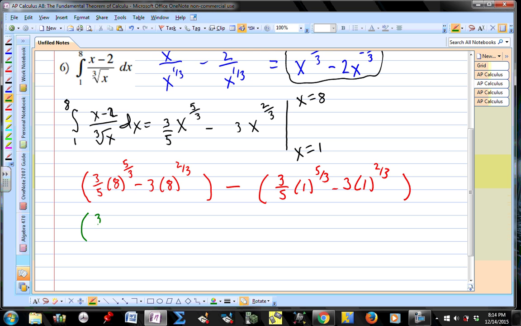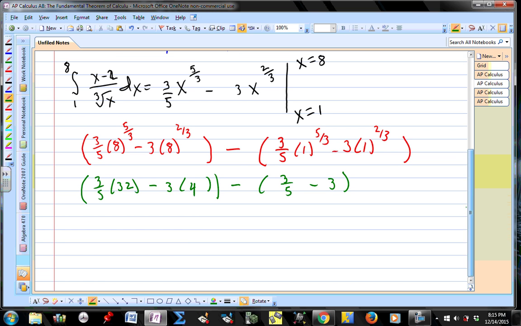The first quantity is going to be 3/5 times 32 minus 3 times, again, let's figure this one out on the side, our scratch work. 8 to the 2/3 power means the cubed root of 8 squared. Cubed root of 8 is 2, so 2 squared is 4. It's going to be 3 times 4. And the next part is nice and easy when you have a 1. 3/5 times 1 to the 5/3, just 3/5, minus 3 times 1 to the 2/3, it's just 3.